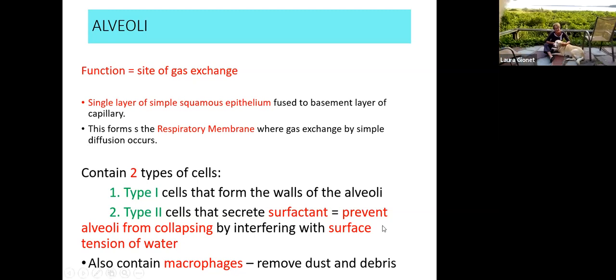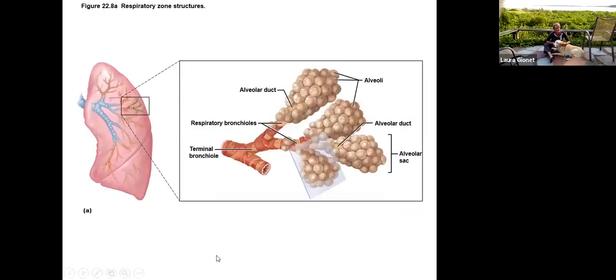You may also find, and you do, some macrophages at that level in the event that some bacteria or dust travel that far down into the alveoli. And right from there, you can initiate an immune response also.